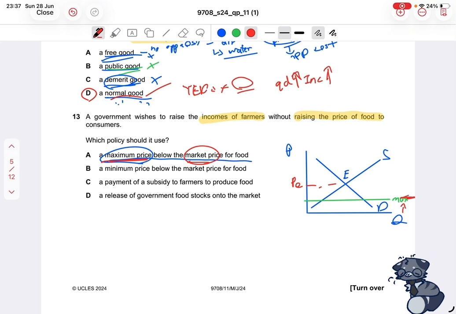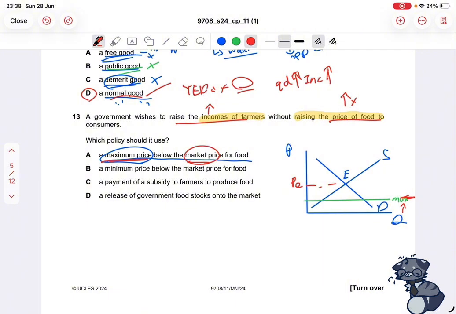So let's see if this matches up with what the question has said. The question has asked us to raise the incomes of farmers. So we want this to increase, and we do not want the price of food to increase. So does this policy check out? Well, since this is the demand and supply diagram of food, let's just put that up here. And now the maximum price of food is here. So this is the highest it will go.